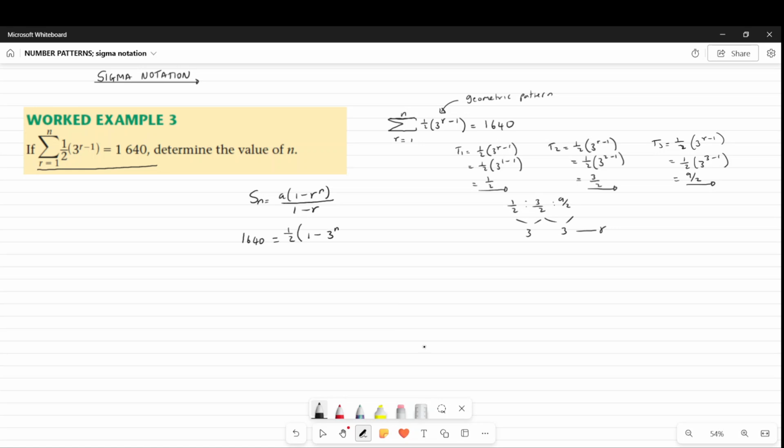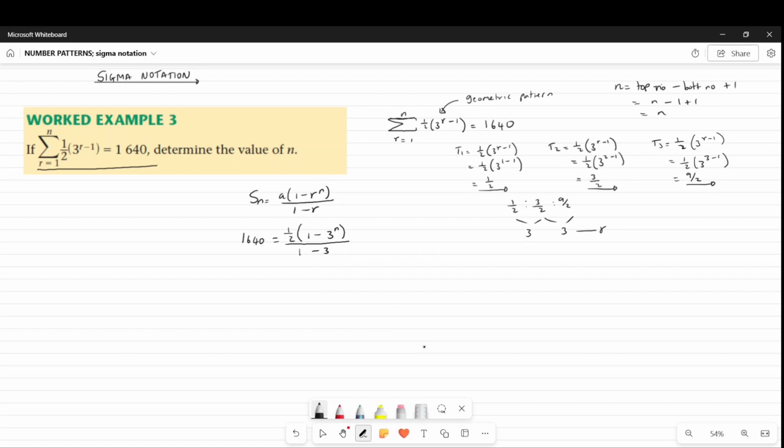Now how do we know n is the same n over here? Because n is the top number minus the bottom number plus 1. So in this scenario, the top number is n minus the bottom number, which is 1, plus 1. Minus 1 plus 1 will be 0, so it's just n. So you're going to put n as it is. Now close bracket, all over 1 minus 3.